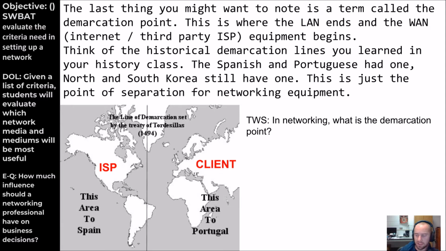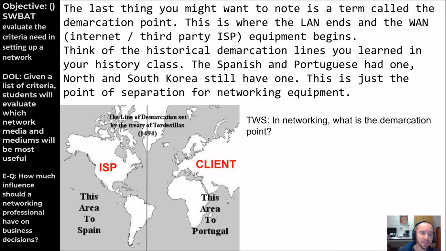I know I've been promising you the end for a while here, but just a couple more things. The last thing you might want to know is a term called the demarcation point. This is where the LAN ends and the WAN, that is to say the internet, equipment begins. So this will probably be equipment from your ISP.